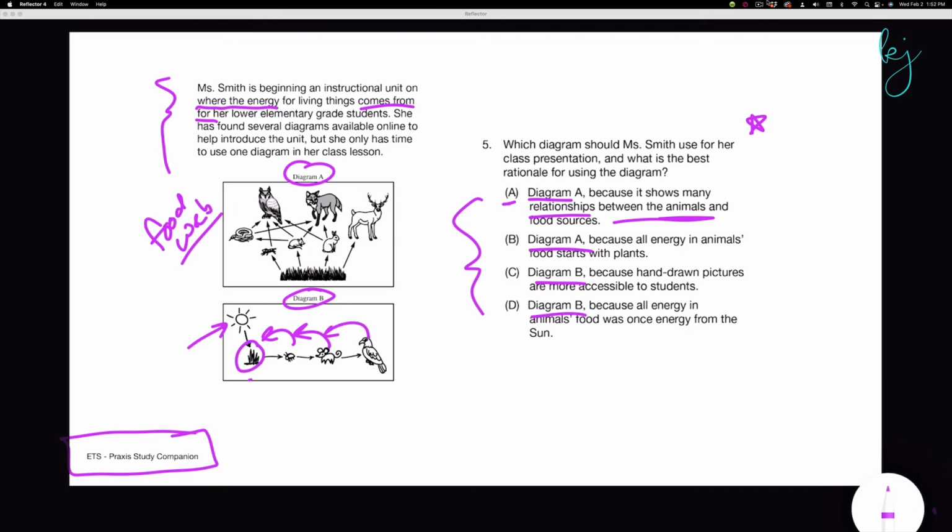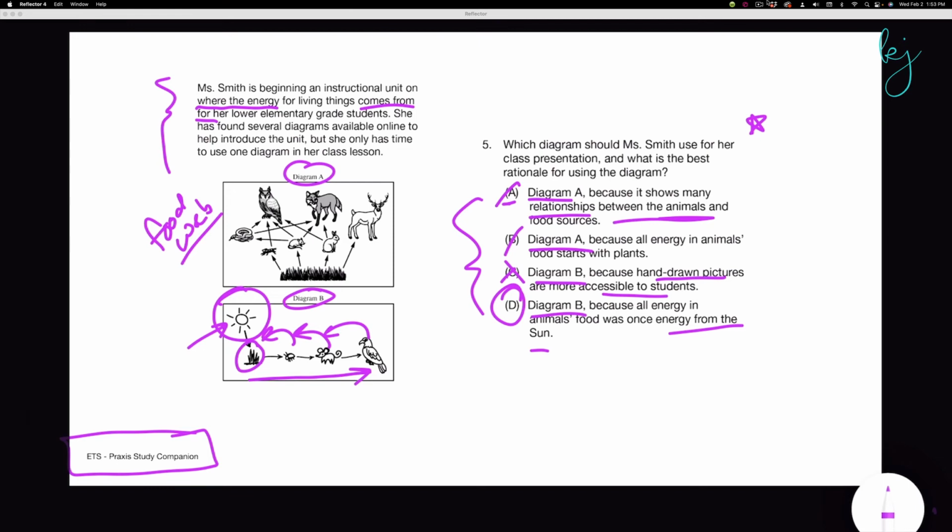Energy flows this way. But all energy came from this particular resource. So it's not going to be diagram A. It's going to be diagram C, but not because hand-drawn pictures are more accessible to students. That's not what we're trying to do here. That has nothing to do with the learning objective. But it's D because all energy in animals' food was once energy from the sun. So D is actually the correct answer.